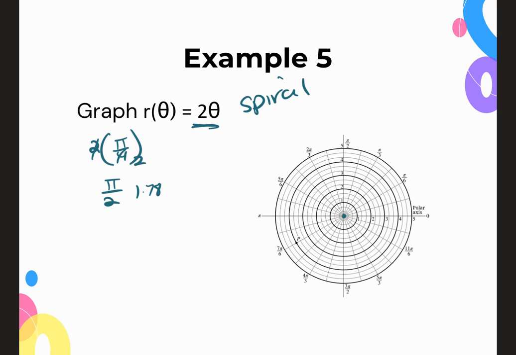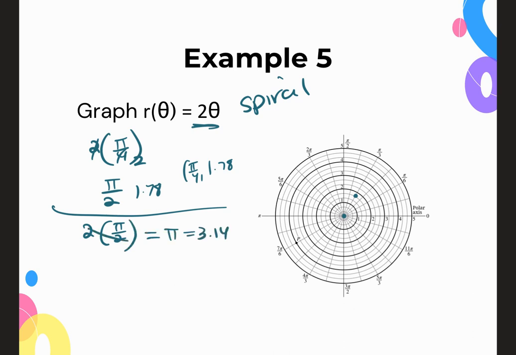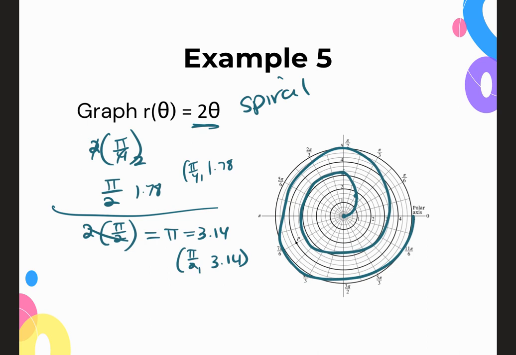Oh, no, that would be pi over 4. Sorry, I plugged in pi over 4. Then I can plug in pi over 2. And we said this would be pi, which is 3.14. So when I plugged in pi over 2, I got 3.14. So my spiral is going to look something like this.